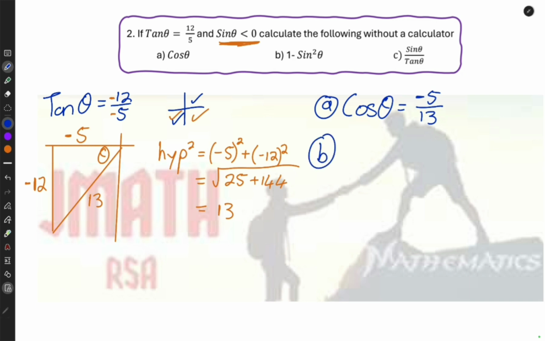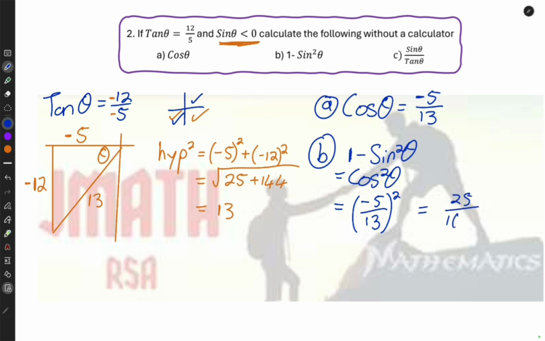Okay, question B. 1 minus sine squared theta. For those of you who remember grade 11 very well, you would know this is just cos squared theta. If you forgot that, just sub in the fraction in there, and you'd still get to the same answer. So in this case, cos squared would just be adjacent over hypotenuse, but all squared. That answer is 25 over 169.